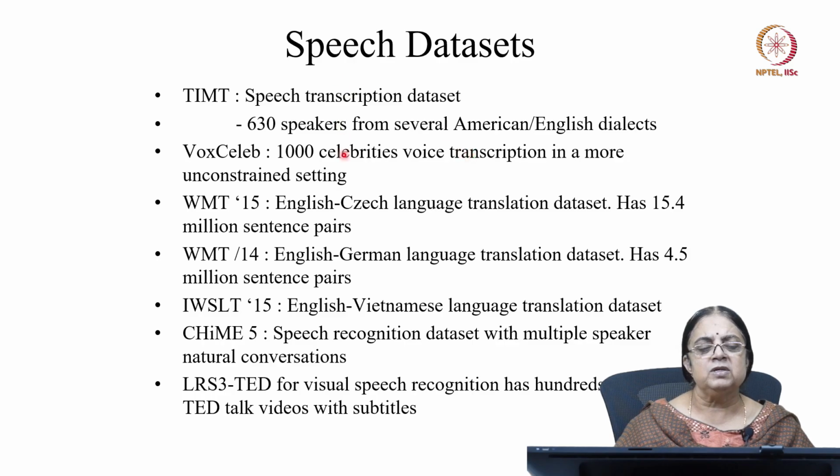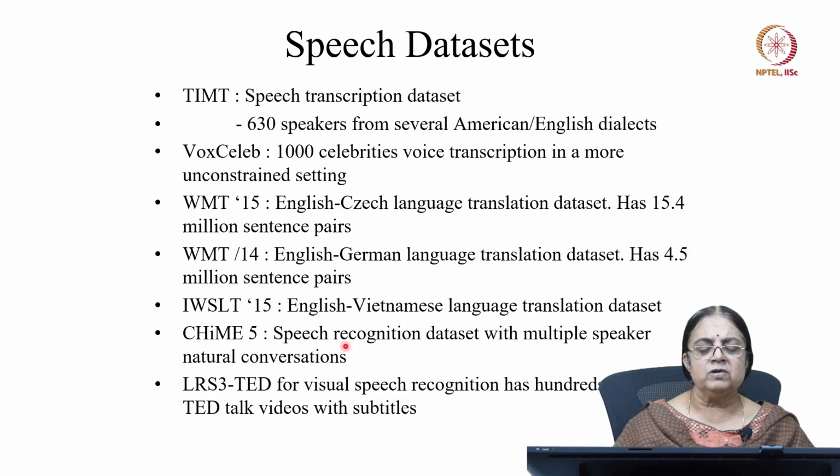And these are language translation data sets, WMT 15 and 14, where you have English-Czech and English-German language data sets. This has 15.4 million sentence pairs. So you are given the English sentence and the corresponding Czech sentence, and then you can check how your translation is working using that. And this has 4.5 million sentence pairs. Then you have the English-Vietnamese language translation data set.